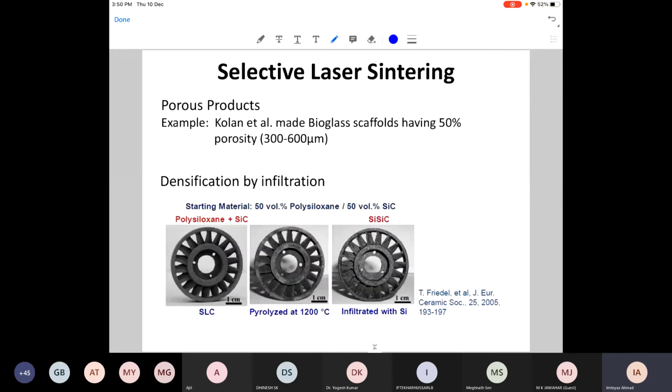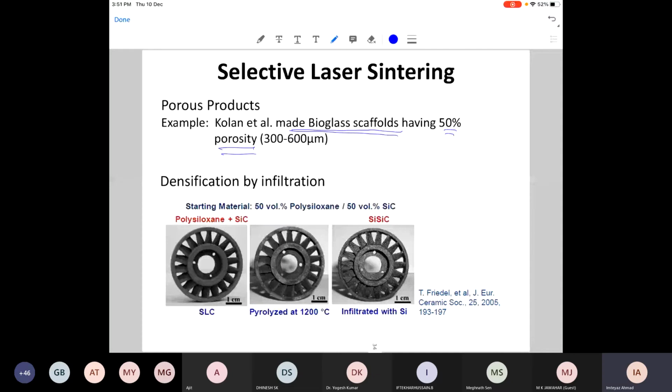Here are some good examples, in the sense some success stories I want to share. One of them is the bioglass scaffold. People have produced bioglass scaffolds with 50% porosity. Why do we use selective laser sintering? Because glasses are relatively easy to form, and selective laser sintering inherently results in porous material. And for many bio applications, you actually require porous products, and that's why it is one of the success stories.